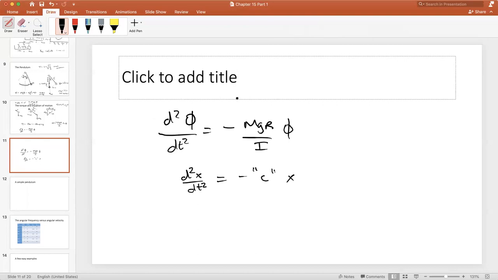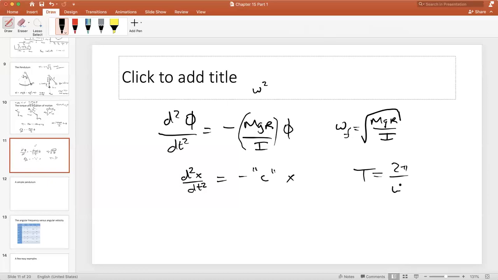Therefore, I can assume this is the same exact form. Not even assume, this is the same exact form. Therefore, I have an angular frequency that is equal to the square root of mgr over I, because this part right here is my omega squared, right? And if I have that, then I know my period is going to be 2 pi over my angular frequency, which is 2 pi times the square root of I over mgr.